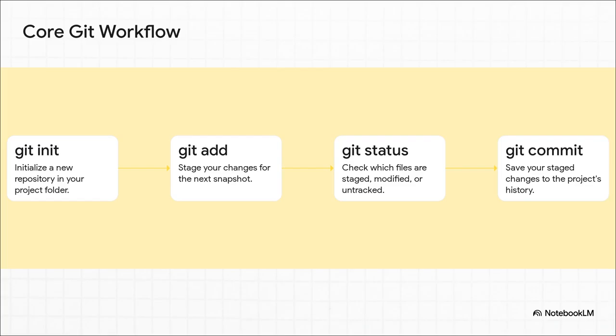This four-step dance is the heart of it all. First, git init just starts the tracking in your project. Then, git add is how you tell Git, hey, I want these specific files included in my next save point. Think of it like putting files in a box to be shipped.